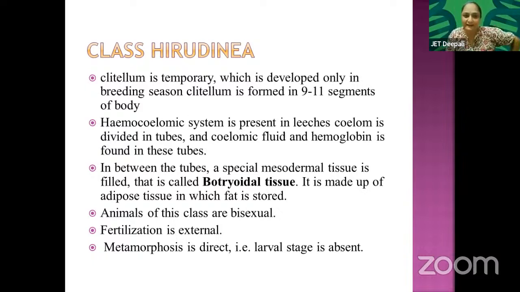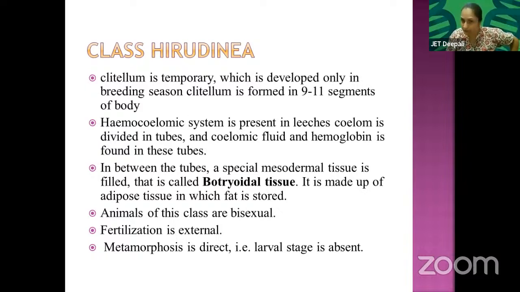Okay. Clitellum is temporary, which is developed only in the breeding season. Clitellum is formed in the 9th to 11th segments of the body. A hemocoelomic system is present in leeches. The coelom is divided into tubes, and coelomic fluid and hemoglobin are found in these tubes. In between the tubes is a special mesodermal tissue. The mesodermal tissue filling the spaces between these tubes is called botryoidal tissue.